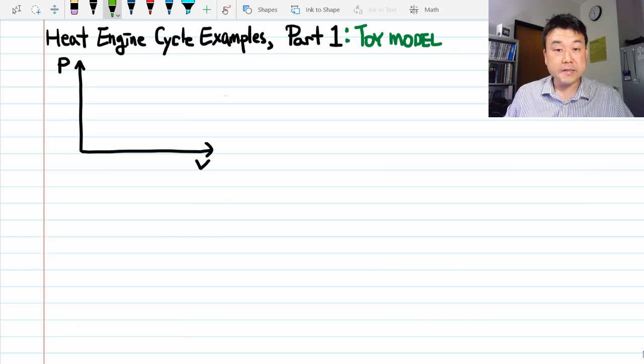Hi, this is a continuation of heat engine cycle examples, part 1. We'll look at toy model number 2. So this is still a toy model.